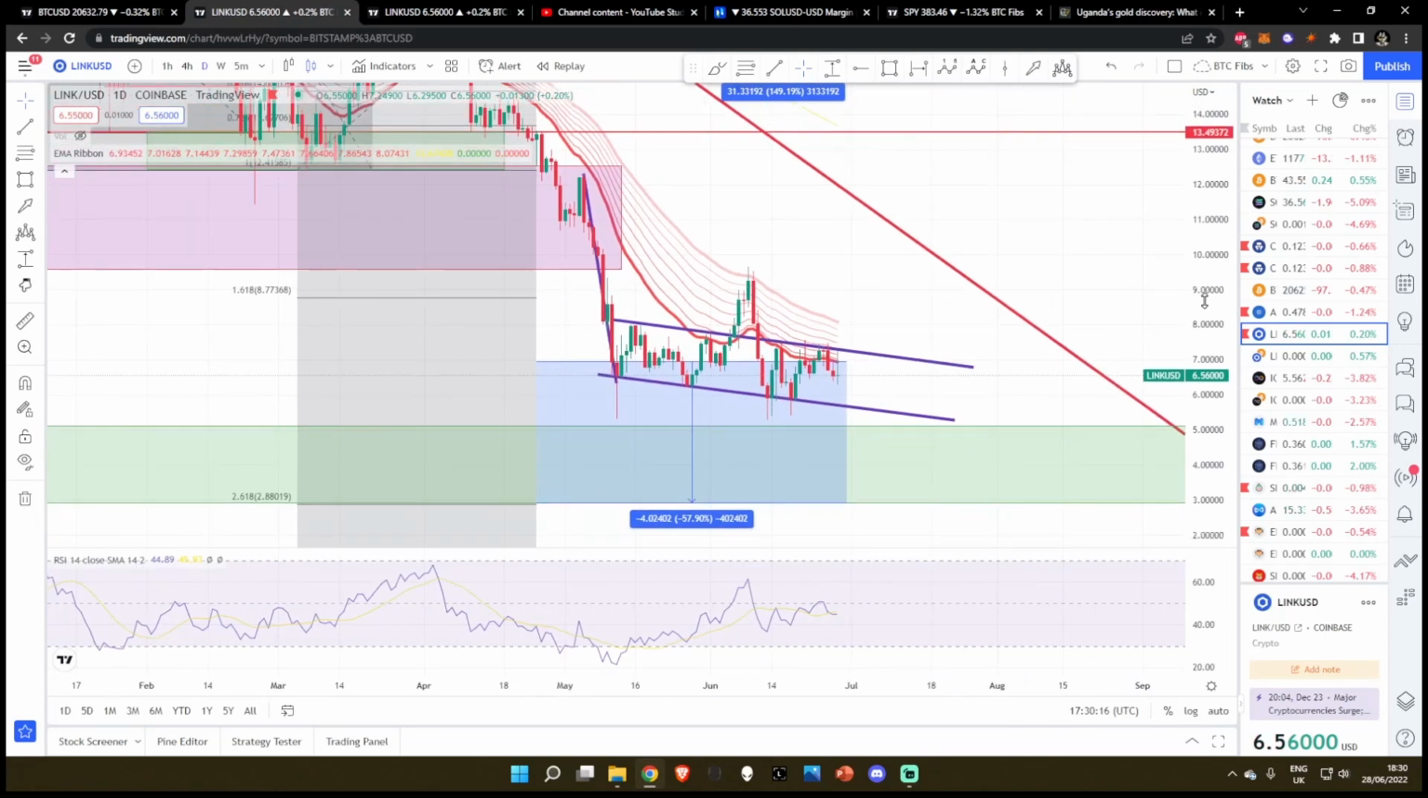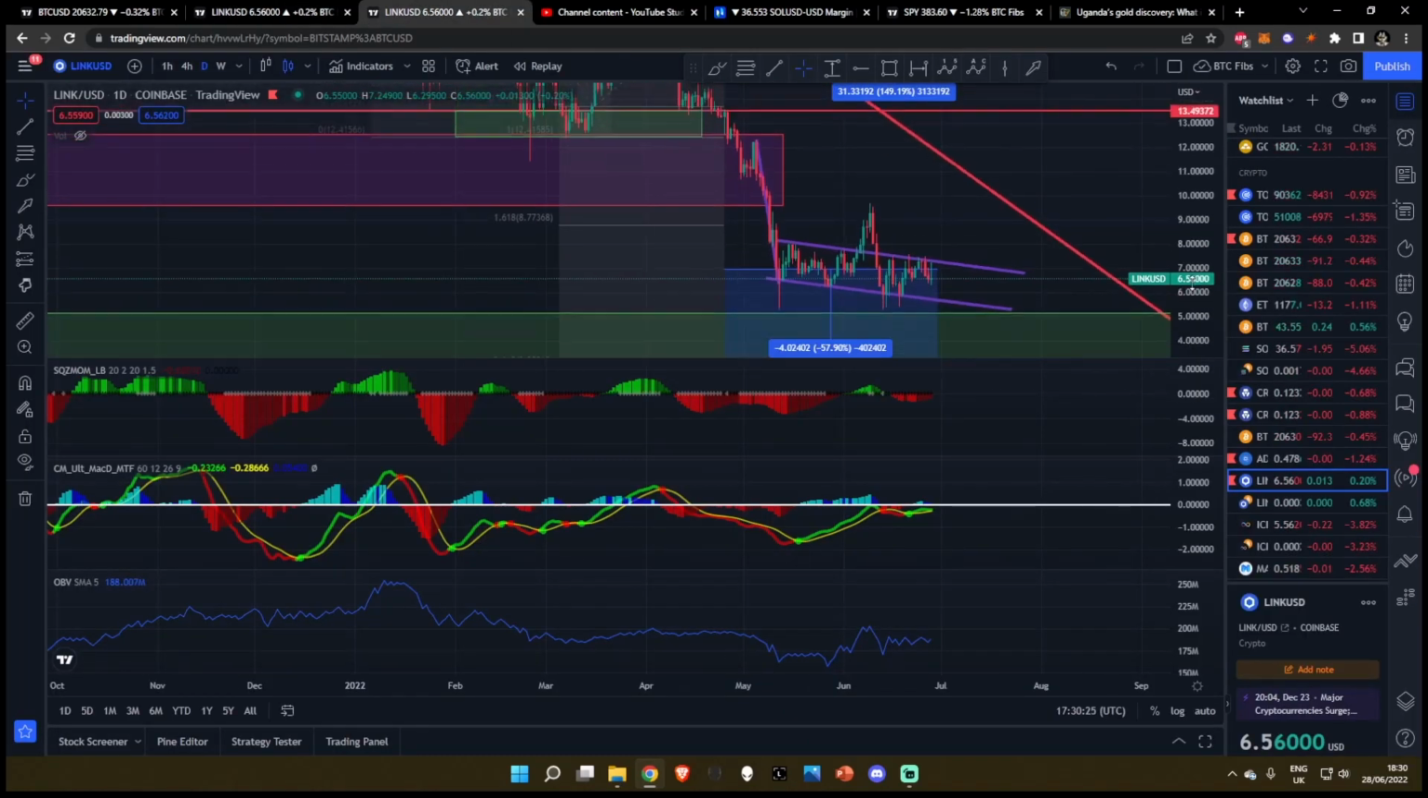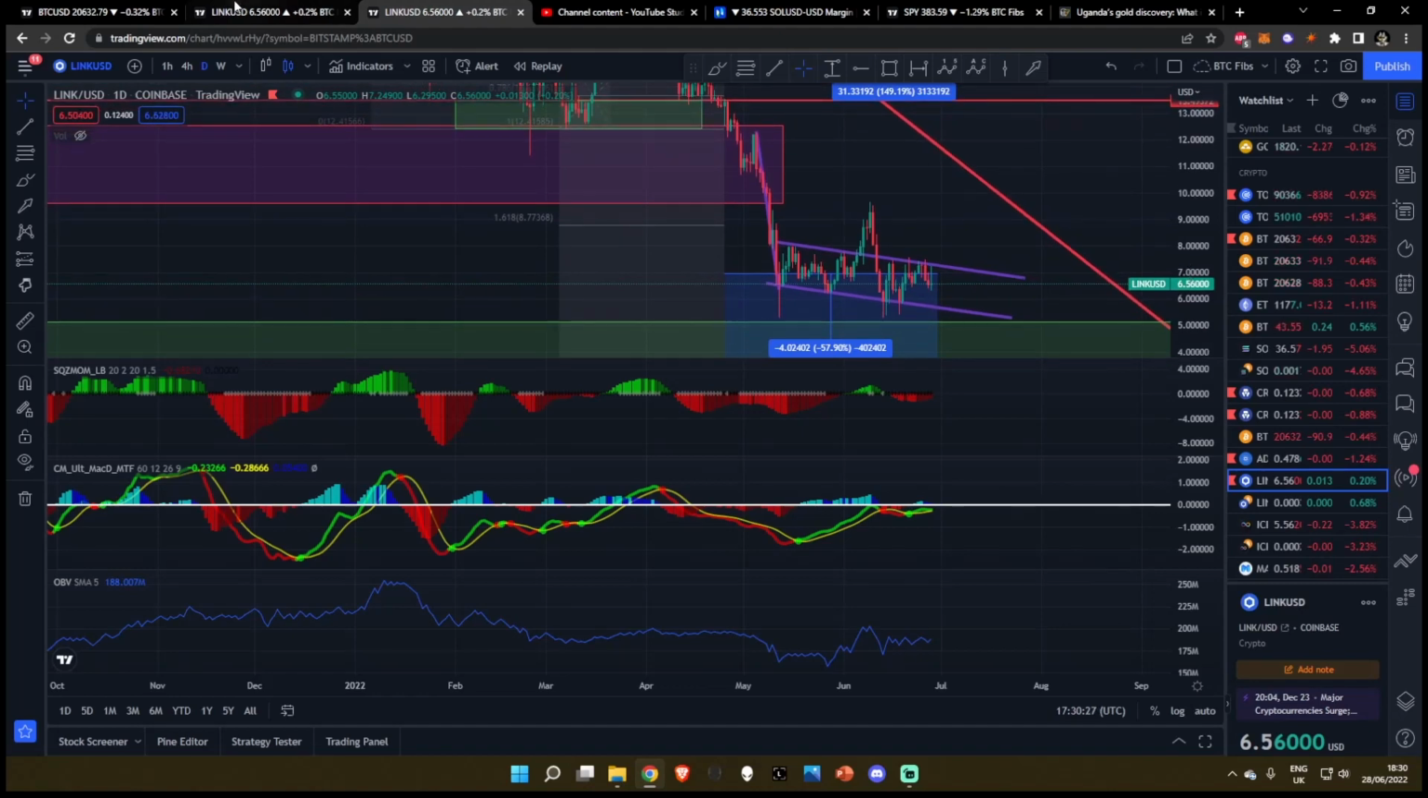Alright, quick update on Chainlink. So there's a lot of things to go through in this video. I want to be talking about the market structure. I want to talk about a couple of TA patterns I noticed, and then we're going to be moving over into the oscillators and some of the momentum indicators.